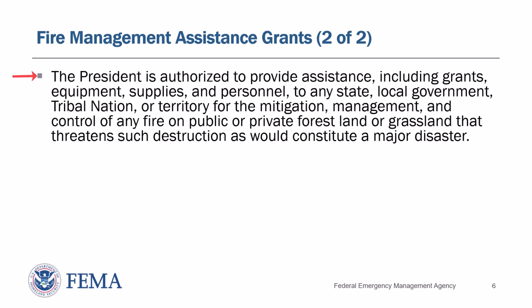So the President is authorized to provide assistance, including grants, equipment, supplies, and personnel to any state, local government, tribal nation, or territory for the mitigation, management, and control of any fire on public or private forested land or grasslands that threaten such destruction as would constitute a major disaster.